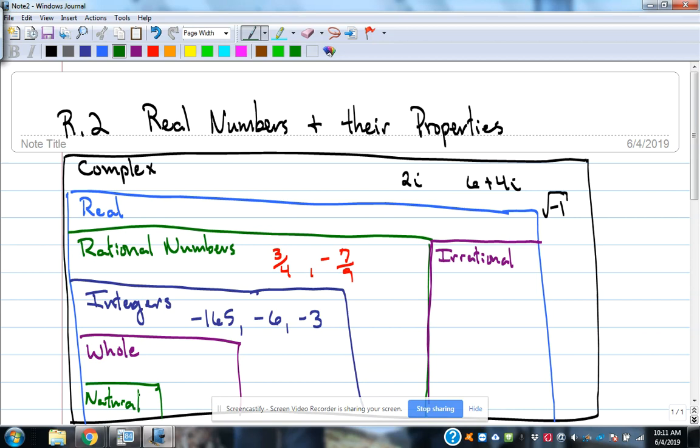The natural numbers are the counting numbers: 1, 2, 3, 4, 5, 6, 7, 8, 9, and so on. The whole numbers add the 0. You've got 1, 2, 3, 4, and it keeps going forever. The whole numbers add a 0 to that. Okay? So natural numbers, that's the most inside box.